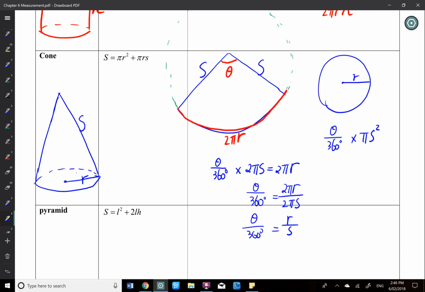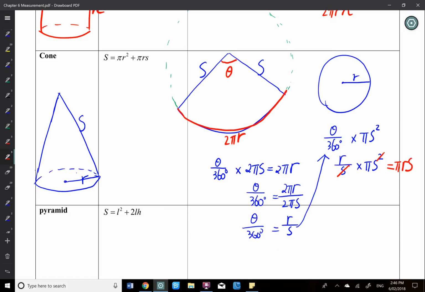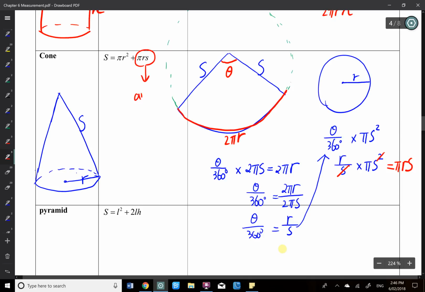Also from the circumference, we know that the proportion is just r over s. So substitute that to here. R over s times pi s squared. What we have is we can cancel this s with that s squared. What that gives me is pi r s. So this is the area of the sector.